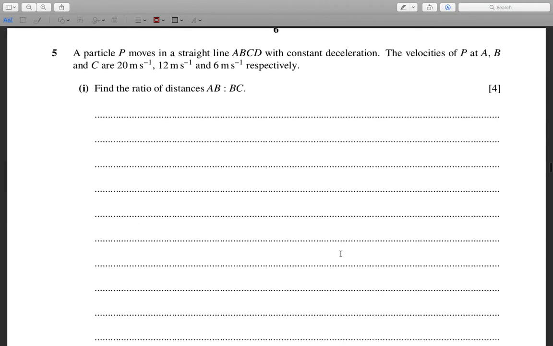Continue to number 5. A particle P moves in a straight line ABCD with constant deceleration. The velocities of P at A, B, and C are 20 meters per second, 12 meters per second, and 6 meters per second respectively. Find the ratio of distance AB to BC. Constant deceleration. Okay, let's talk about the trace of the motion.